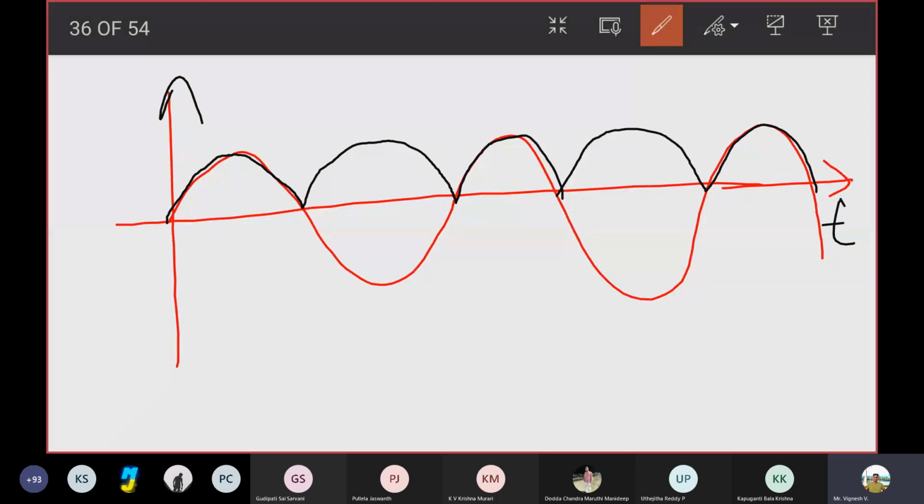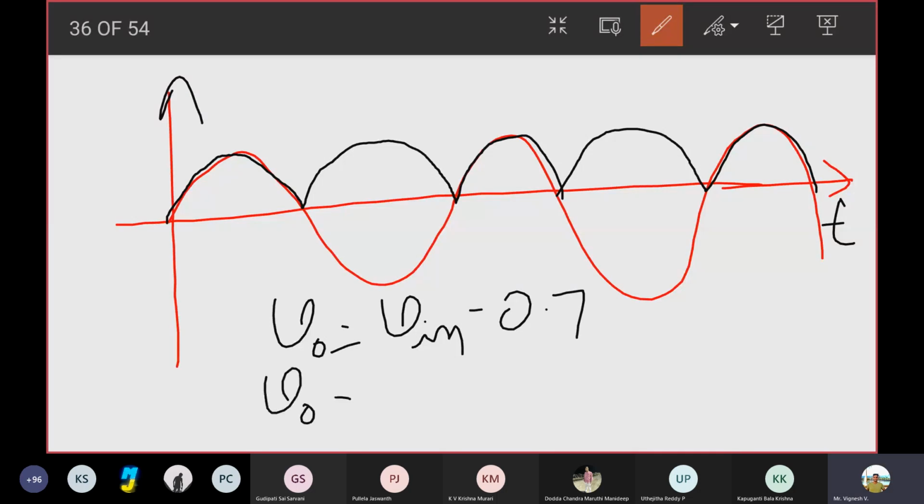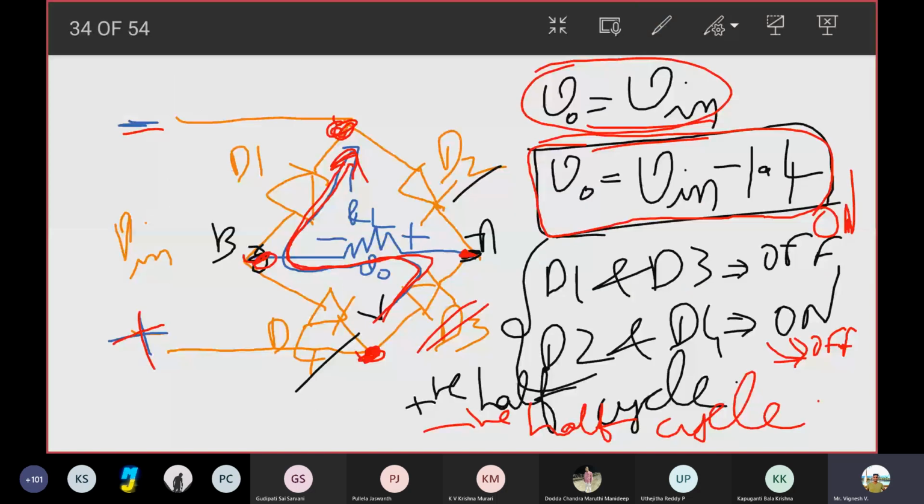Again, the waveform of a center tap full wave rectifier also looks exactly the same, ideally. Practically there is a difference, right? If you look at the output voltage using a silicon diode, the center tap full wave rectifier output would be V in minus 0.7, whereas for a bridge rectifier, V out was V in minus 1.4, because you will have two diodes on at the same time, right? There will always be two diodes on at a particular time.